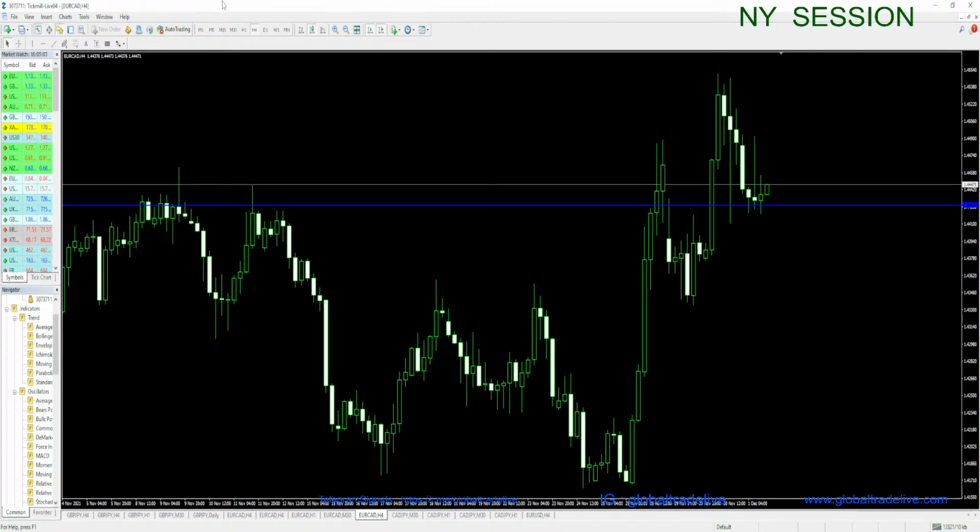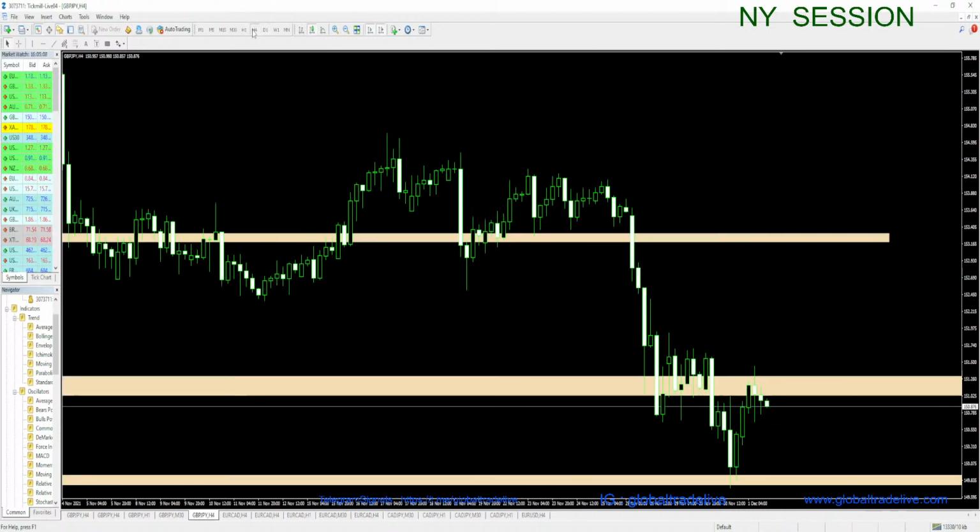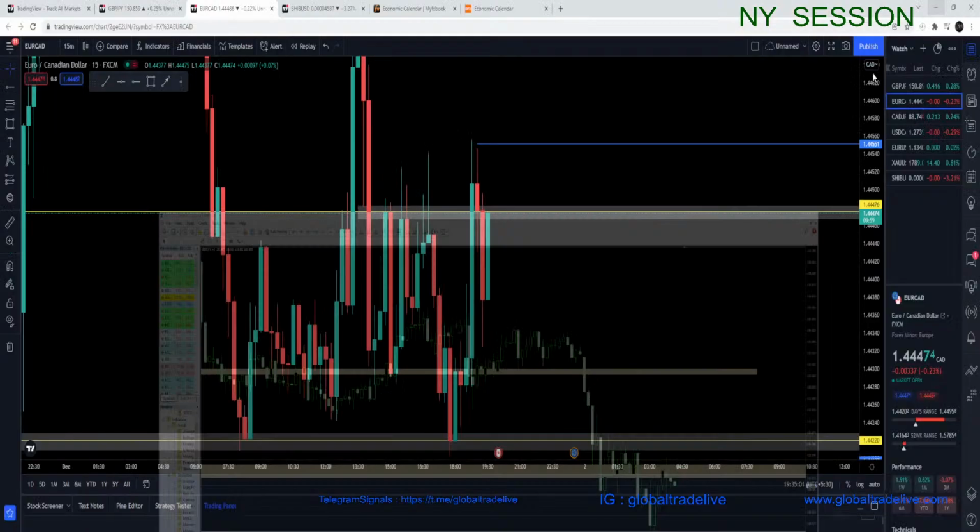Let's be very careful now, and let's just wait. GBP is now moving down, so the previous 4-hour candle also closed with a huge wick rejection from the left, and now the current 4-hour candle can reverse back to continue moving up again.